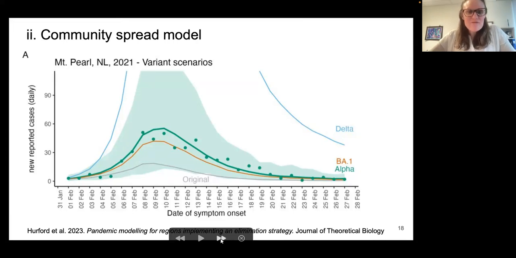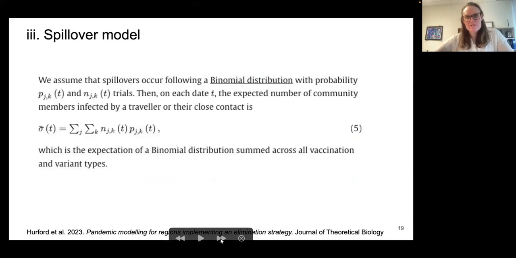Okay, so we have a community spread model, but for doing modeling to support regions implementing an elimination strategy, one of the most important models is a model that connects your importations to community spread. And this is one idea of how to do that. I think this is an area where we need to have some innovation and come up with new and better models.